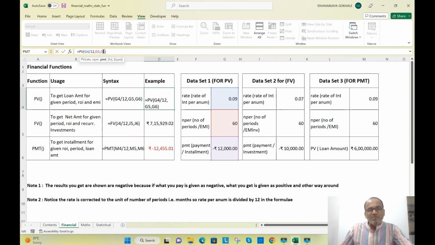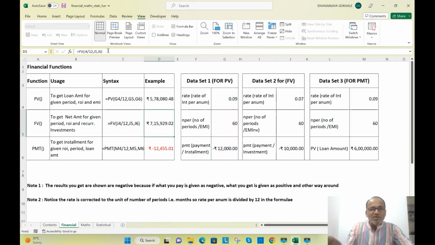That means what? That means how much EMI you're going to pay. So suppose I wish to take a loan for 5 years, that means 60 months, and I pay 12,000 rupees per month as EMI. How much loan can I get, because I get the loan just now at this moment? Therefore it is called present value. So that's how it is, a simple straightforward formula.